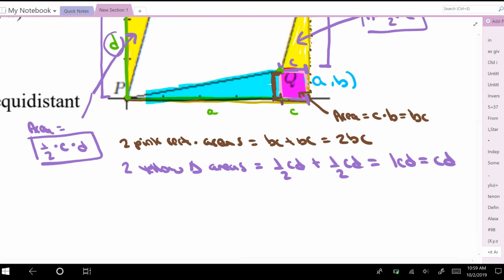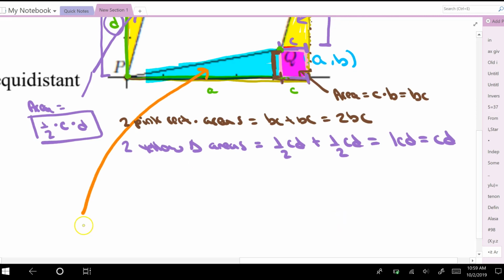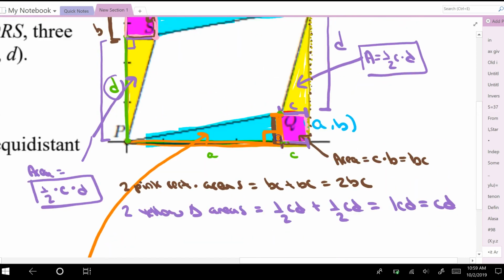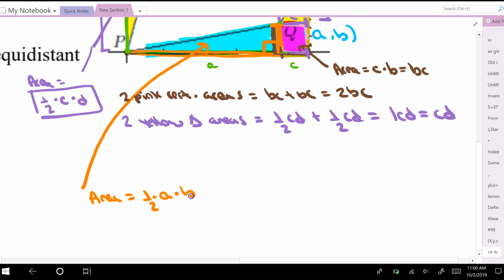Okay, and I'm going to come down here and do this. Let's see. All right, this triangle is area equals, once again, I know it's a 90-degree angle right here, 1/2 base times height. What's the base? 1/2 times base times, what's the height here, everyone? That height, this here, is B. 1/2 A times B.